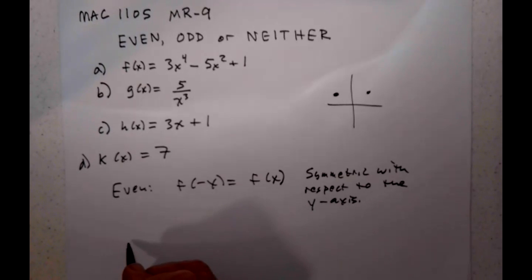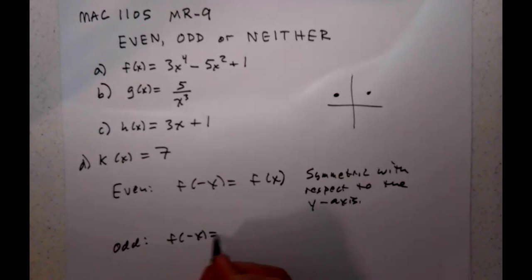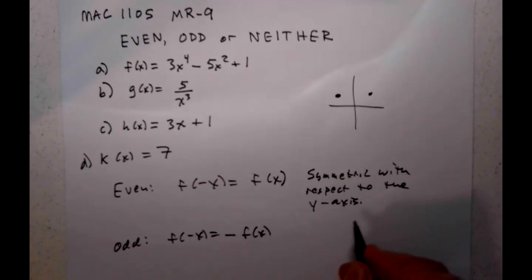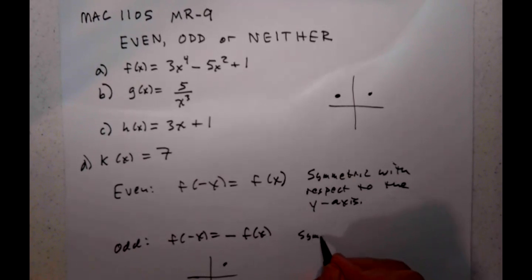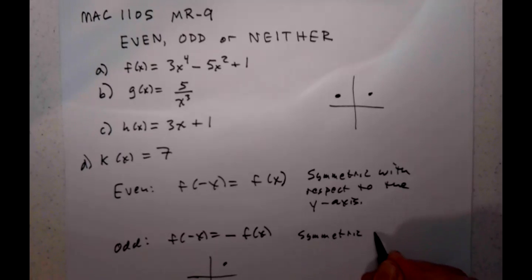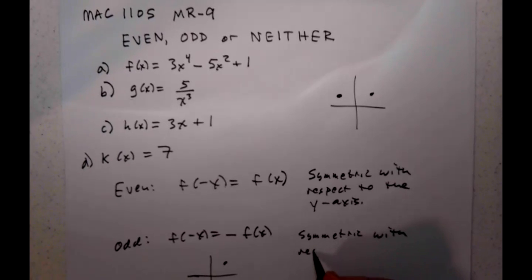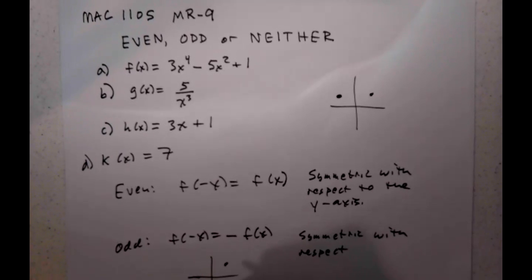A function is odd. What happens when a function is odd? F of negative x is the same as negative f of x. So if we look at that kind of a picture, here is f of negative 2. Let's say I have f of 2 is here, f of negative 2 would be there. That's going to be symmetric with respect to the origin. Remember, that's when you fold it over twice, fold it over the y-axis, fold it over the x-axis, and the points match.